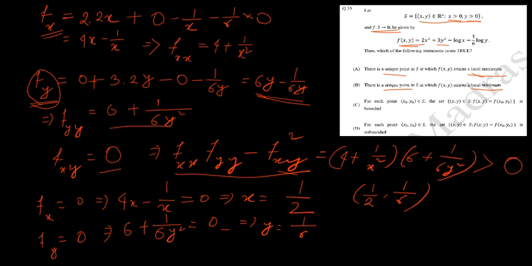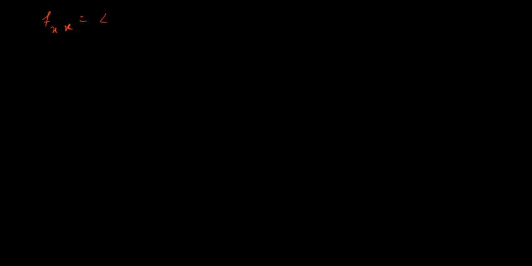f_x equals 4 plus 1 by x squared. So this equals 4 plus 1 by x squared, and this is always positive.